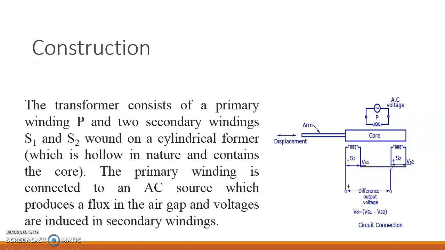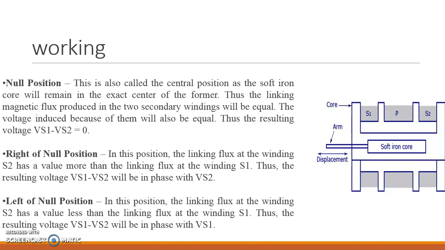The primary winding is excited by an input alternating current, which has a frequency range from 50 Hz to 20 kilohertz. So next we move on to the working of the LVDT.